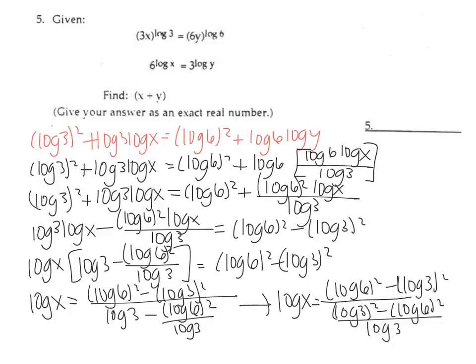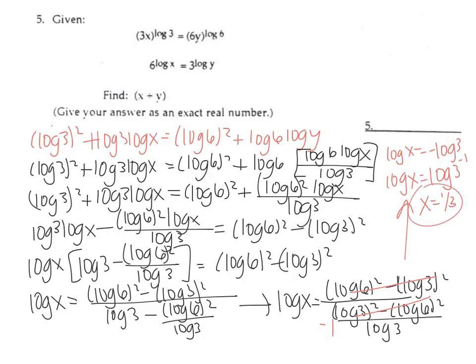Okay, so you're going to notice that these cancel but leave a negative 1. So then I get log of x equals negative log of 3. So log of x equals log of 3 to the negative 1. So x equals 1/3.